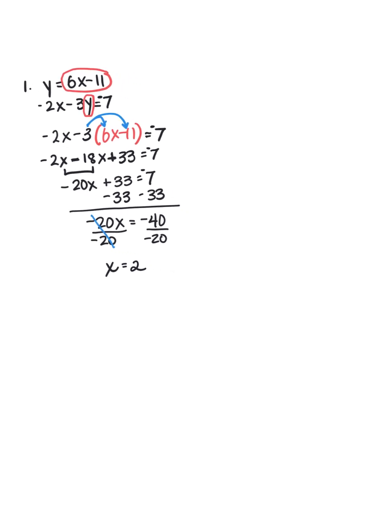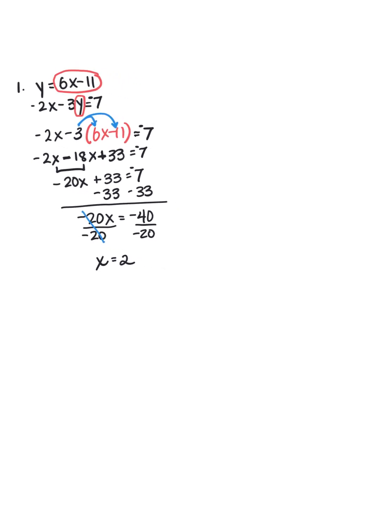Yep, let me make it smaller. So let me move that out of the way. Now let's solve for y. So I'm going to take the x, move it up here, and I can use either one of the equations to do this. I'm going to choose to do this first one. So it's y equals 6x minus 11. This is what we're substituting, right? Because that's what we figured out is the x.